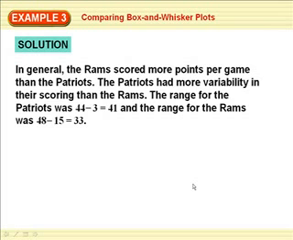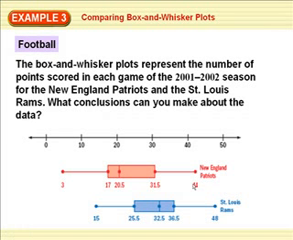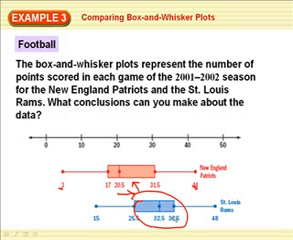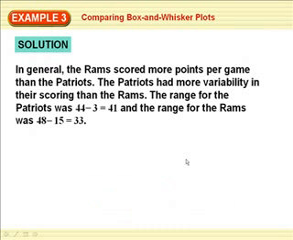In general, the Rams scored more points per game than the Patriots. Let's see where that came from. The Rams, because this box right here, since it is moved this way farther than their box, that's why they scored more points. I would agree with that statement. The Patriots had more variability in their scoring than the Rams, which means there was a wider range from here to here. And the range for the Patriots was 41, the range for the Rams was 33.